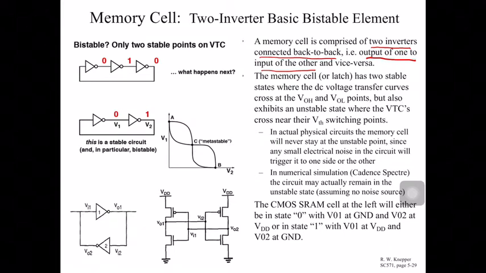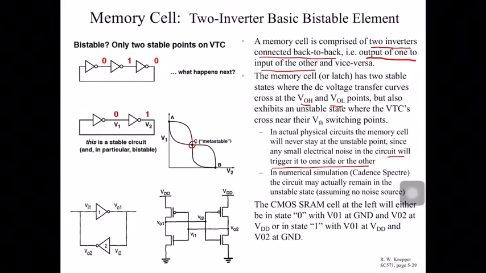So the memory cell or latch has two stable states where the DC voltage transfer curves cross at the V output high and V output low points. But it also exhibits an unstable state where the VTCs cross near the V threshold switching points. In actual physical circuits, the memory cell will never stay at the unstable point, since any small electrical noise will trigger it to one side or the other.